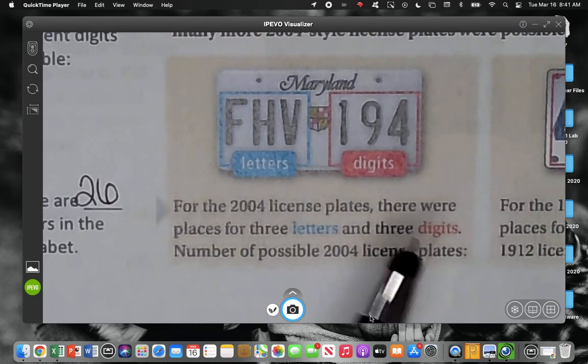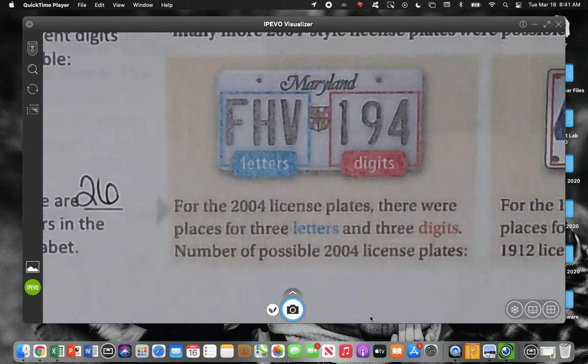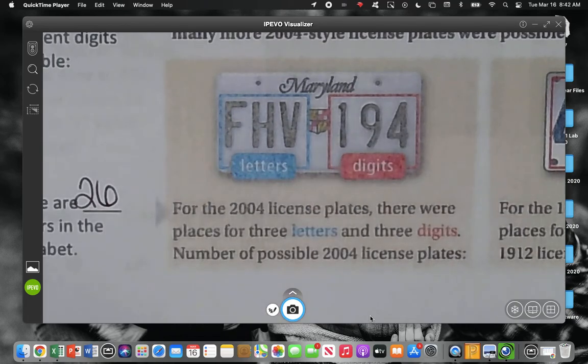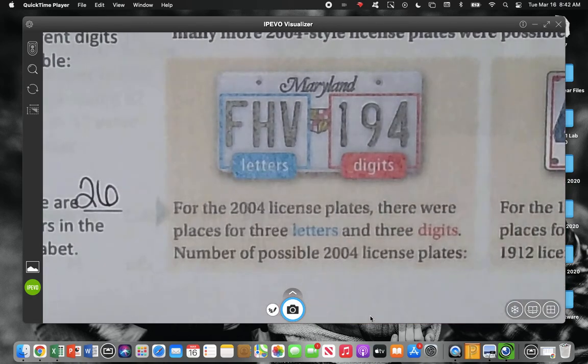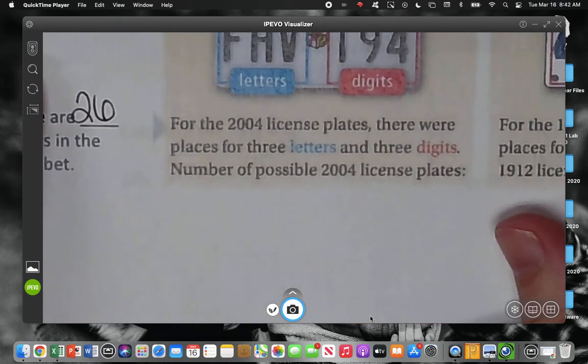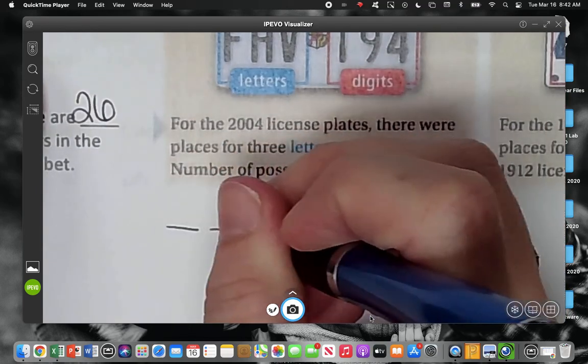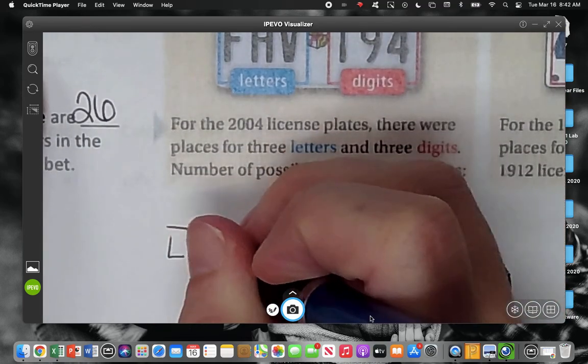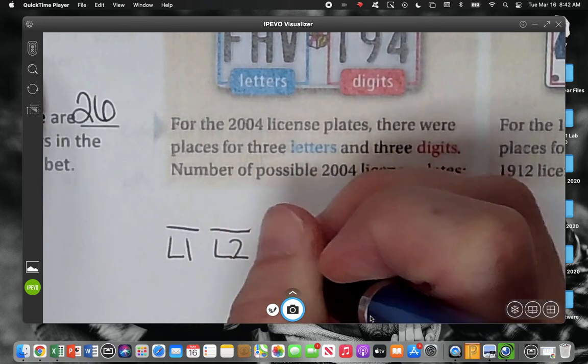So this very first license plate, if you look at this, we have three letters. On license plates, is it okay to have a repeat letter or number? Yes, it is okay. So for this one, each letter has its own choice. I want you guys to write underneath this description three blanks: letter one, letter two, and letter three.